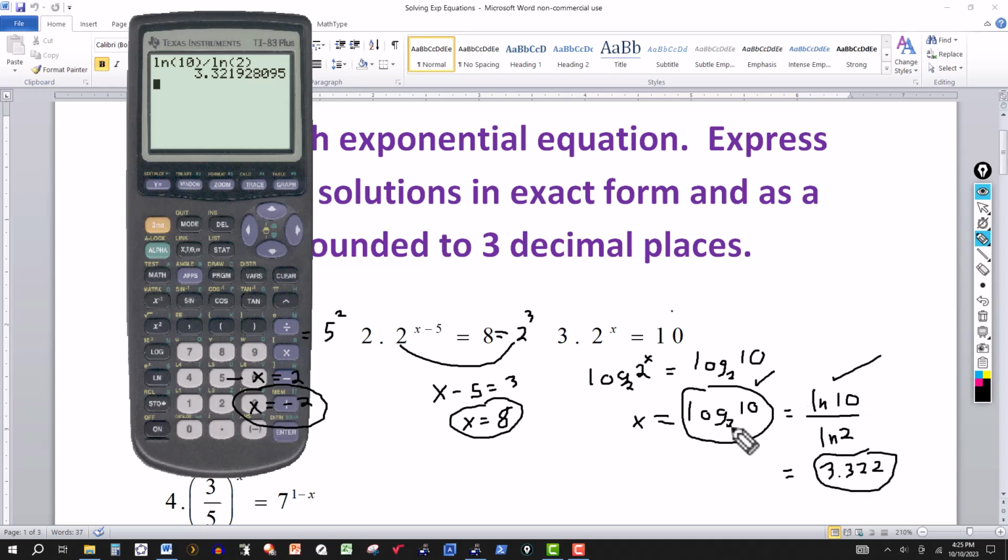So I can say, like I said, the exact answer would be log of 10 to the base 2, or I could even use ln of 10 over ln of 2.